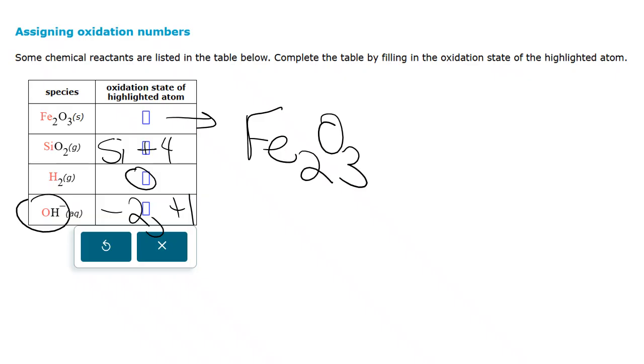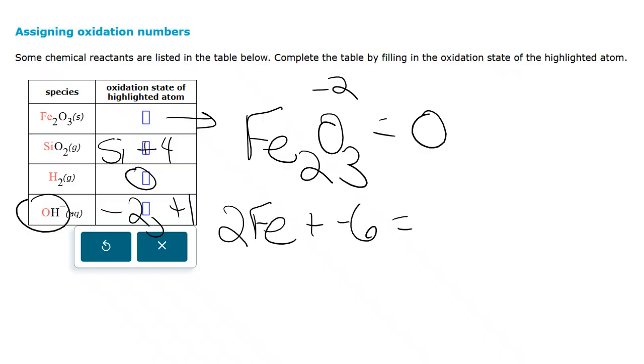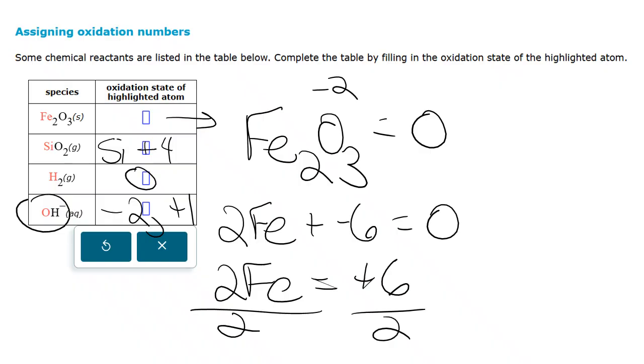Fe2O3 equals 0. Oxygen is a -2, so it's essentially going to be 2 irons plus a -6 equals 0. Or 2 irons equals a +6. So Fe in this, I guess divide both sides by 2. So Fe is going to be a +3. Because oxygen is a -2, that would make sense because 2 irons cancels out 3 oxygen.